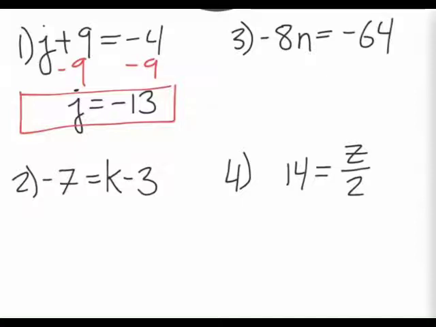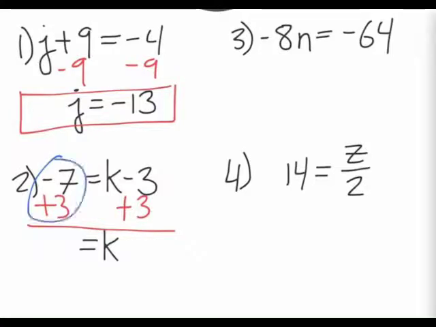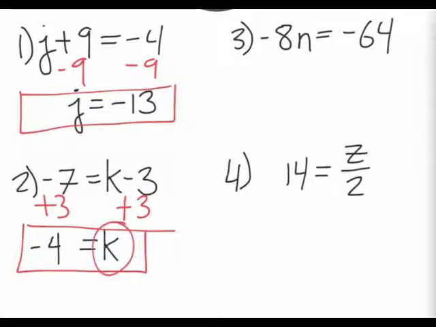Now let's do number 2. We want to isolate the k, so we have to move the 3 to the other side of the equation. Right now we are subtracting 3, so in order to move it, we have to do the opposite of subtracting, which is adding 3 to both sides of the equation. So we are left with k on the right-hand side of the equation, and then negative 7 plus 3 is negative 4. Now notice that the k is on the right-hand side of the equation, which is kind of weird. Usually we expect it to be on the left-hand side of the equation, like up here, but that's all right. It doesn't matter which side of the equation it's on.